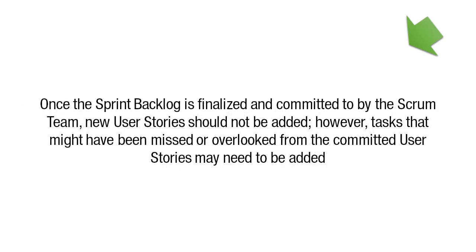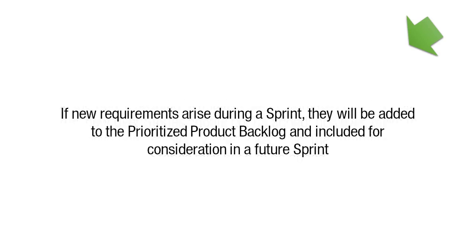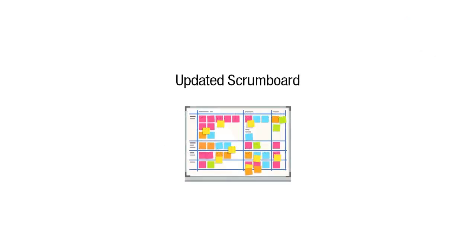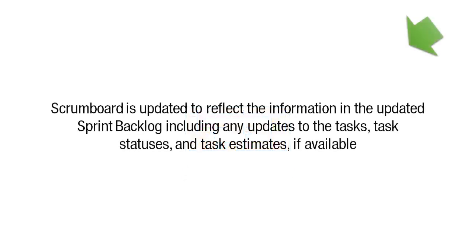Once the sprint backlog is finalized and committed to by the Scrum team, new user stories should not be added. However, tasks that might have been missed or overlooked from the committed user stories may need to be added. If new requirements arise during a sprint, they will be added to the prioritized product backlog and included for consideration in a future sprint. Another output is updated Scrum board. The Scrum board is updated to reflect the information in the updated sprint backlog, including any updates to the task, task statuses, and task estimates if available.